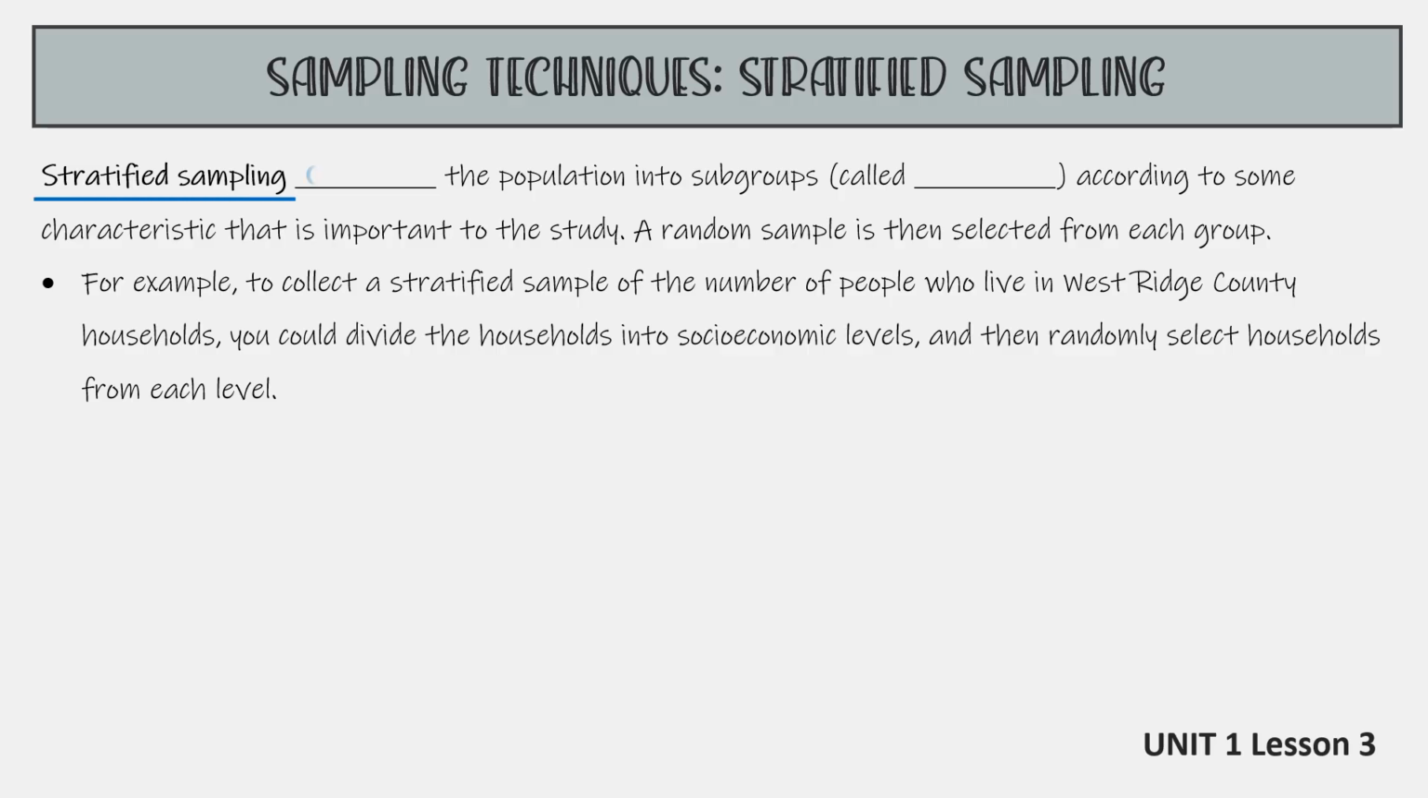Stratified sampling divides the population into subgroups called strata according to some characteristic that's important to the study. A random sample is then selected from each group. For example, to collect a stratified sample of the number of people who live in West Ridge County households, you could divide the households into socioeconomic levels and then randomly select households from each level.